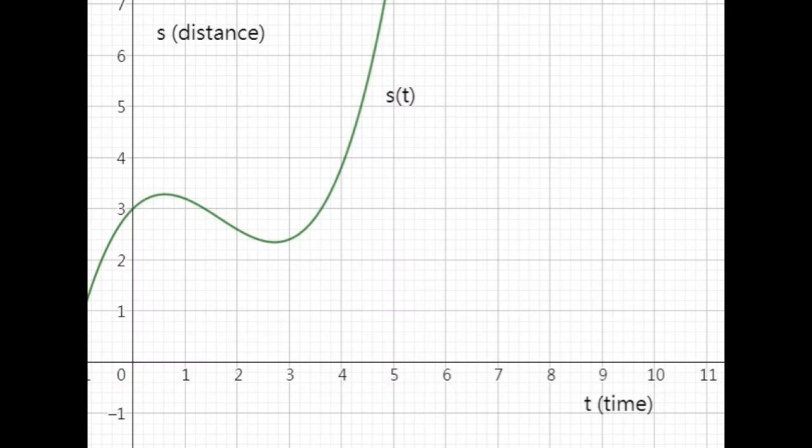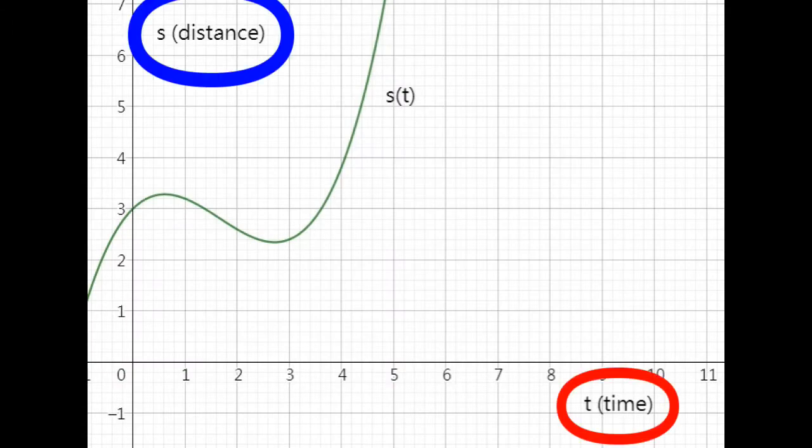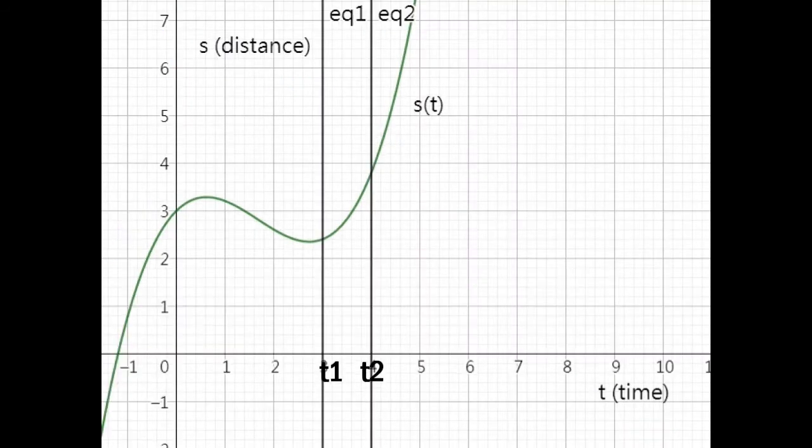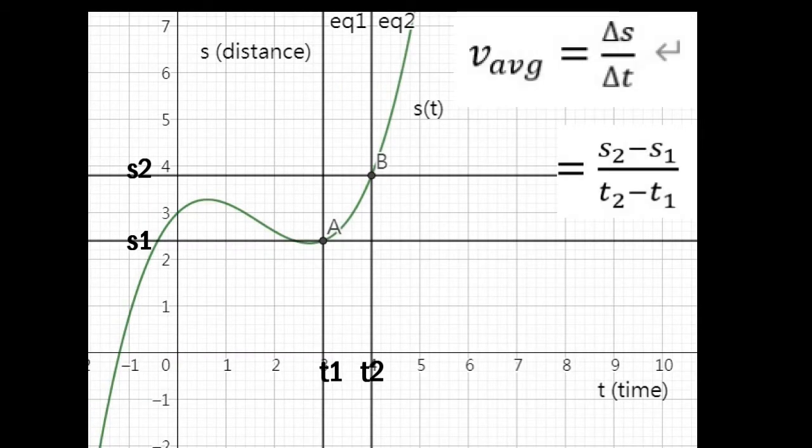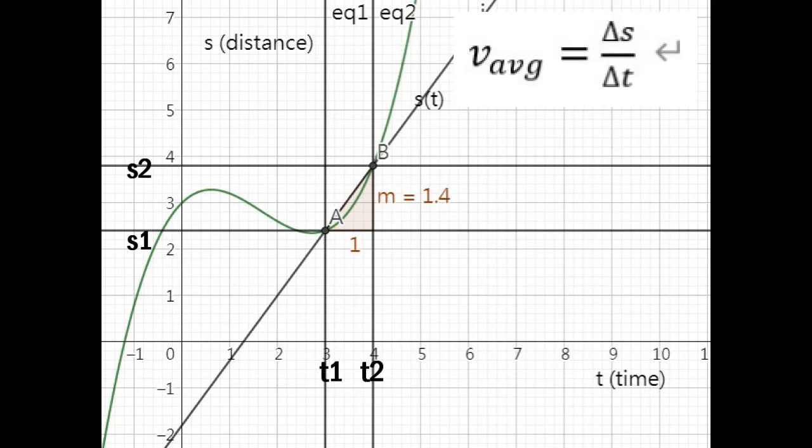Well, consider a function s of t, where s is the position axis and t is the time axis. Put 2 points on the t-axis. The corresponding s values will be s1 and s2. Delta s over delta t would look like this. Now, connect the 2 points into a line, and the slope will be delta s divided by delta t.